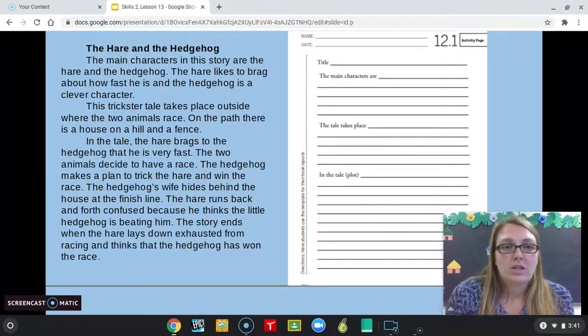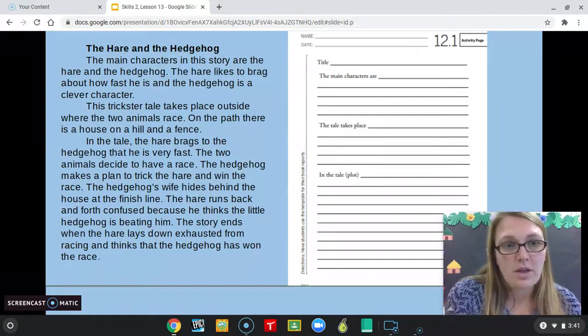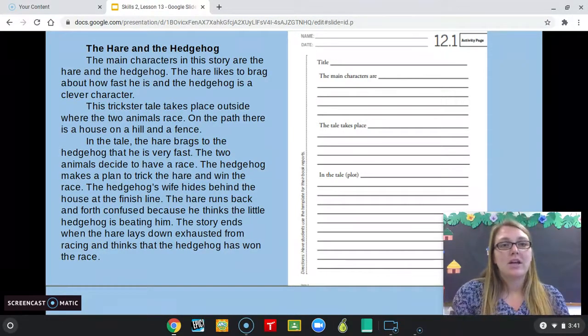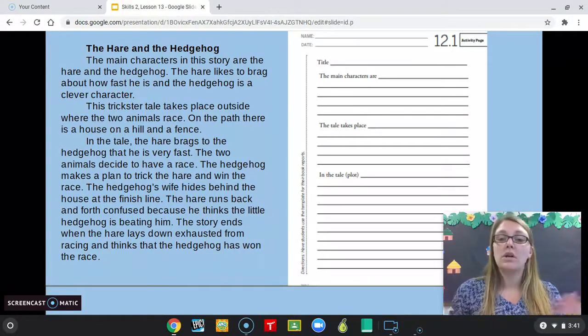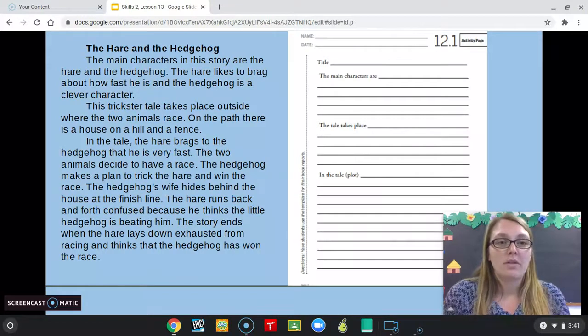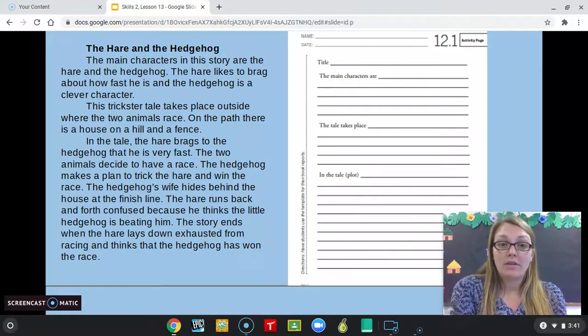The hare and the hedgehog. The main characters in this story are the hare and the hedgehog. The hare likes to brag about how fast he is, and the hedgehog is a clever character. So, introducing who the two characters were, as well as some information about them. This trickster tale takes place outside where the two animals race. On the path, there is a house on a hill and a fence.